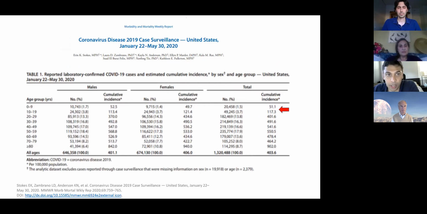The second large CDC paper came out a few months later, and it showed that, again, the cumulative incidence was low in children. And you can see that here in this sort of complicated chart. If you look at the red arrow, this is age group 0 to 9 and age group 10 to 19. And this is the number per 100,000 people. So 51 per 100,000 and 120 per 100,000 versus 400 per 100,000 in the general population and 900 per 100,000 in people over 80.